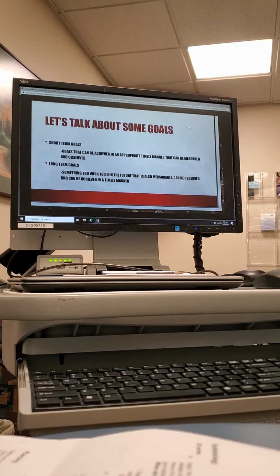So a long-term goal, same thing. Long-term goal is to be able to keep the weight at my goal weight. Become more physically active. Potentially walk, run in a marathon. That's a great goal.